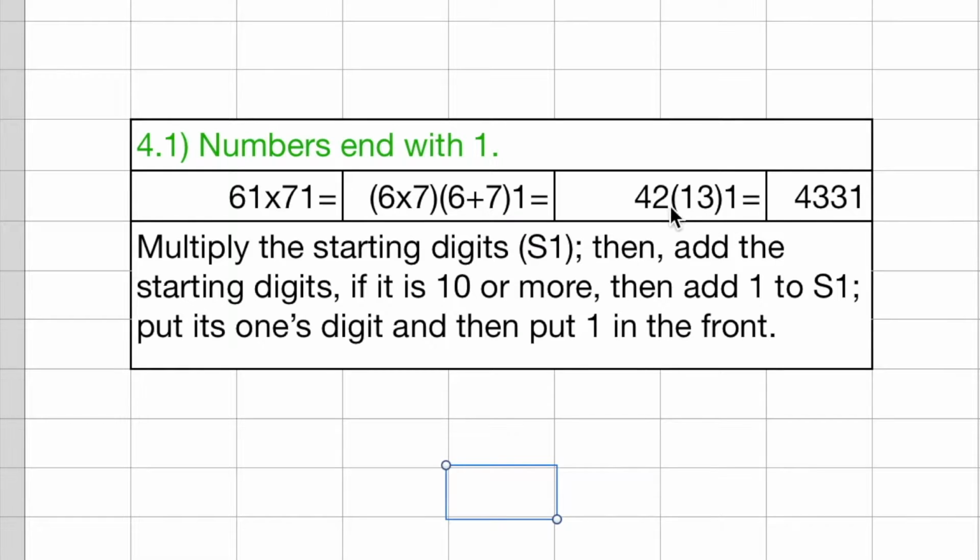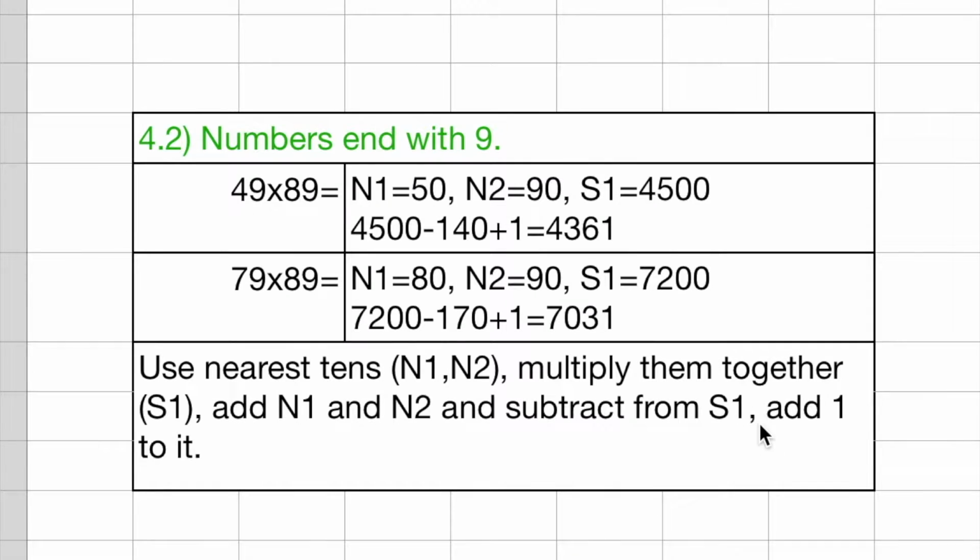So here 13 is more than 10. We add 1. 42 becomes 43. We keep 3 and then we put 1 in the front.